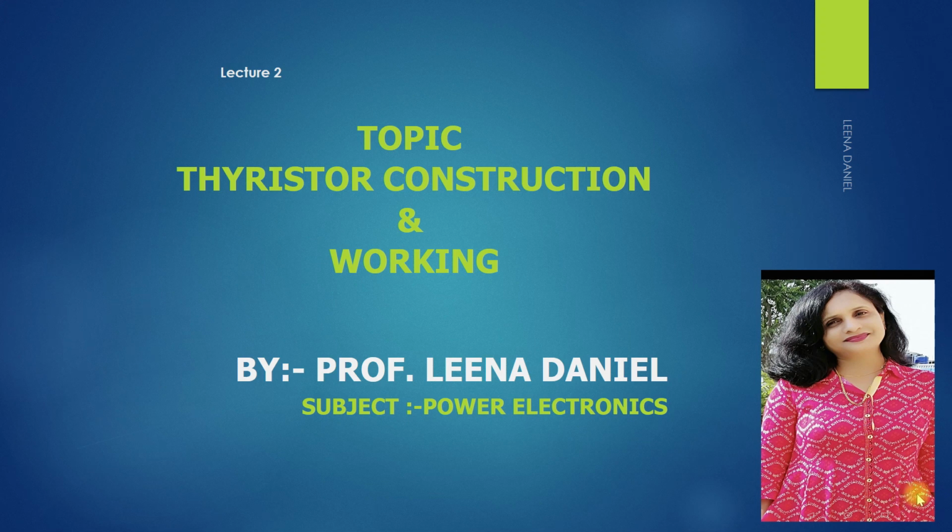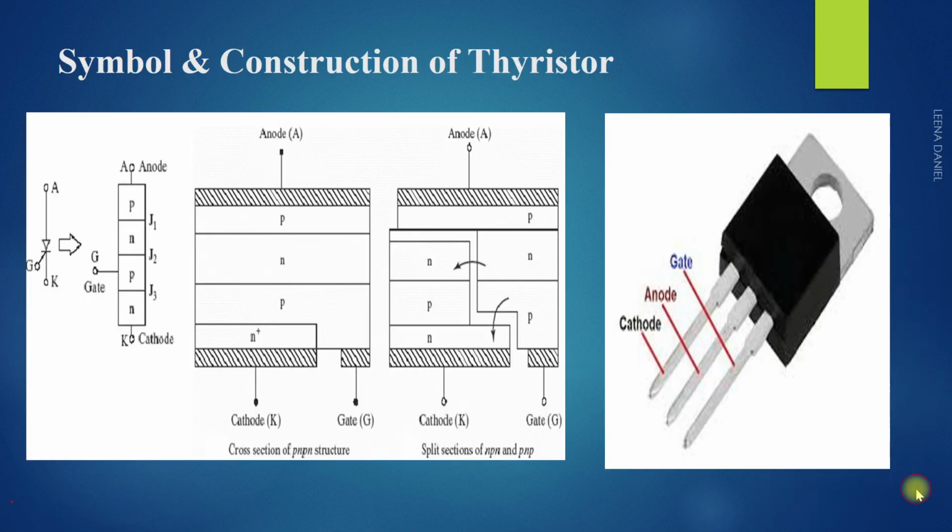Good afternoon, everyone. Our today's topic is thyristor construction and working. See the construction of the thyristor. It is a four-layer three-junction device. Here, this is the symbol of the thyristor. Thyristor has three terminals: anode, cathode, and gate.